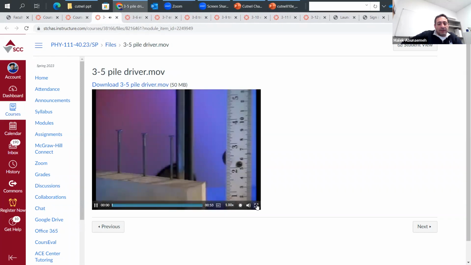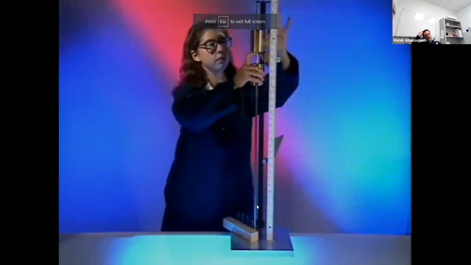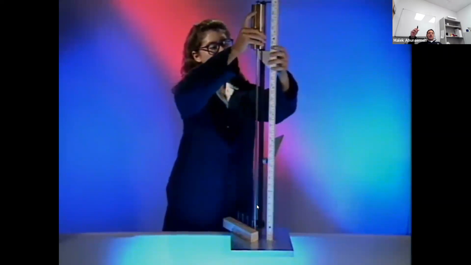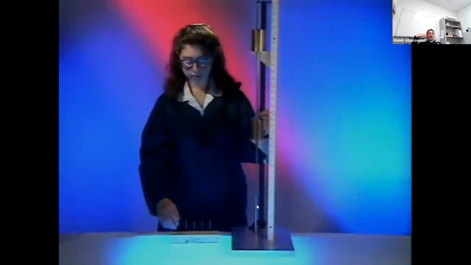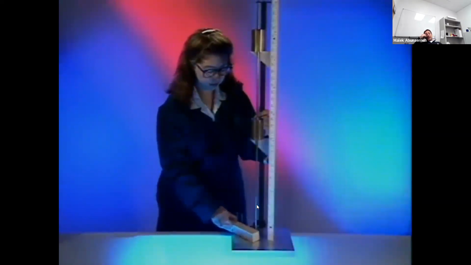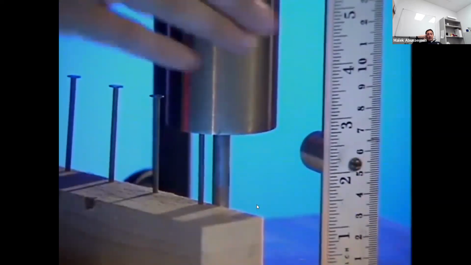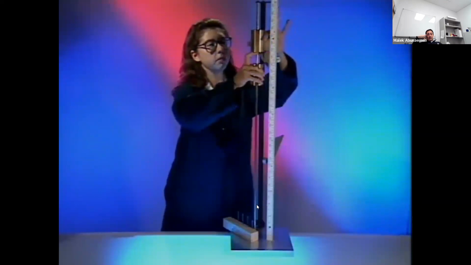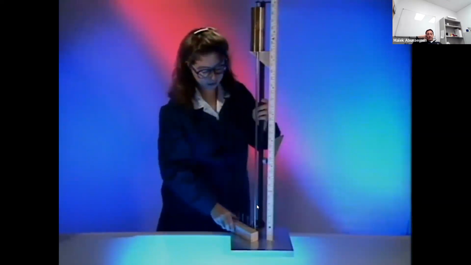All right, now let's go ahead and watch this video. This pile driver is showing the energy, how you can do it when you raise it with work. The higher it is, the more energy it has to drive the nail in. This is at a height of 70 centimeters, dropping down to the nail.